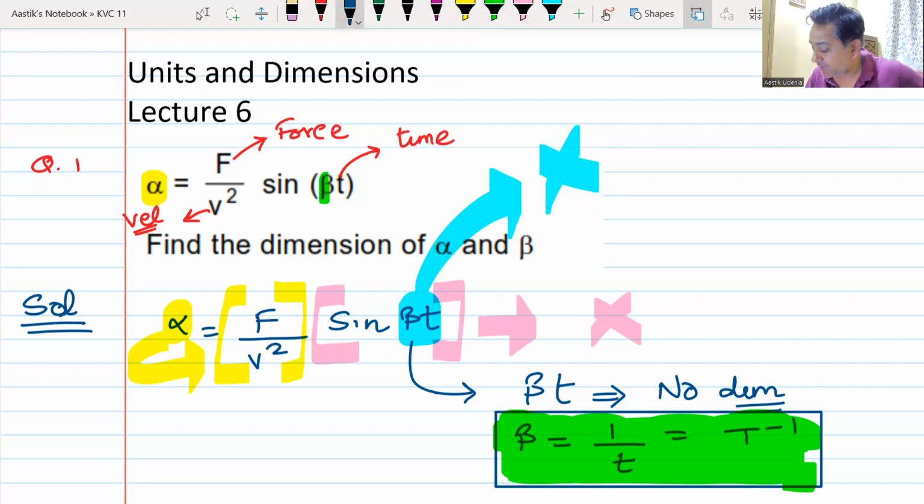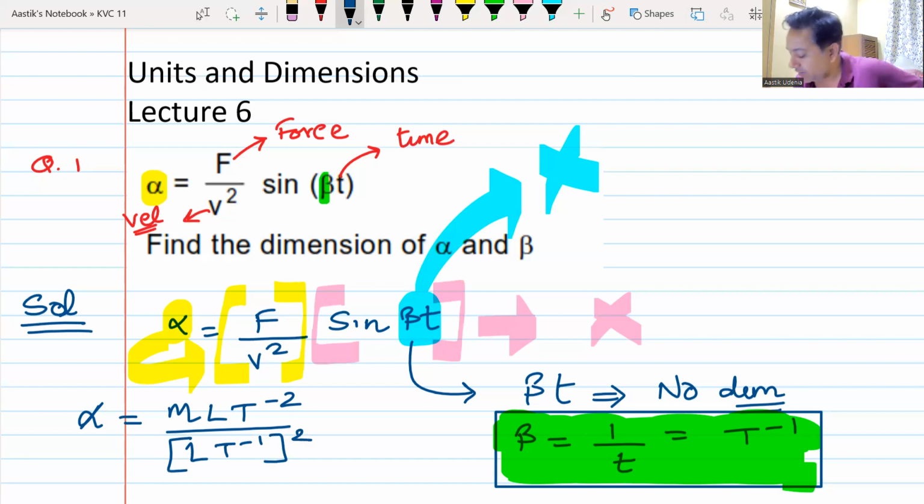If we understand this, we can easily get the dimensions of alpha. How will I get the dimensions of alpha? The dimensions of alpha would be simply the dimension of f. What is the dimension of f? M L T minus 2, divided by the dimension of v square. L square T minus 2. So the dimension of v is L T minus 1, and this is squared.